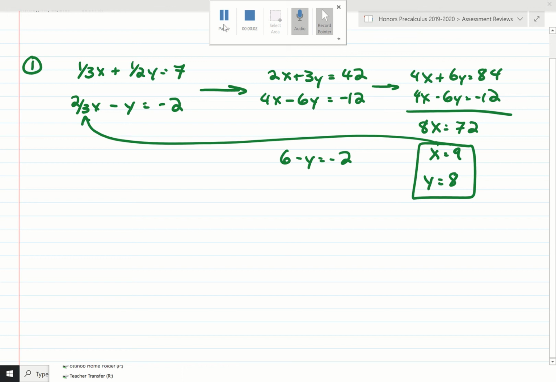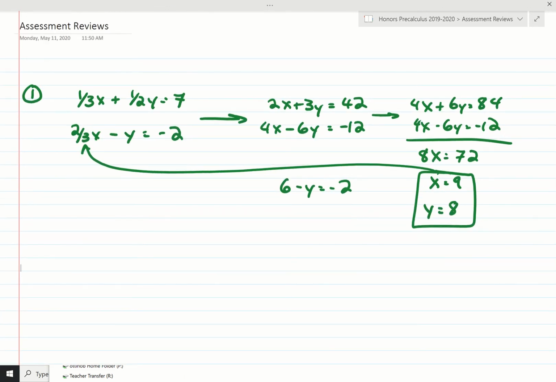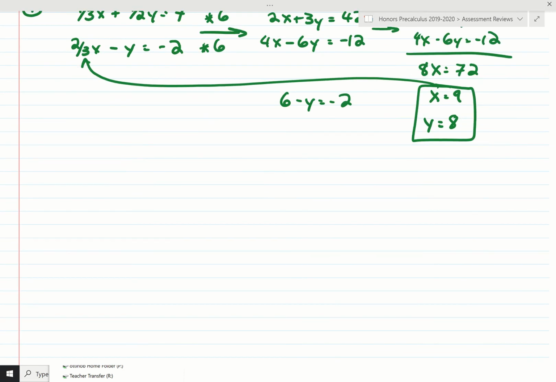Alright, so going over your quiz, for the first problem here, I wrote it down, and in order to get rid of fractions, we multiply the top and bottom by 6, and then I eliminated the y's. So I multiplied the top equation by 2, and you could see that x would equal 9 and y would equal 8.